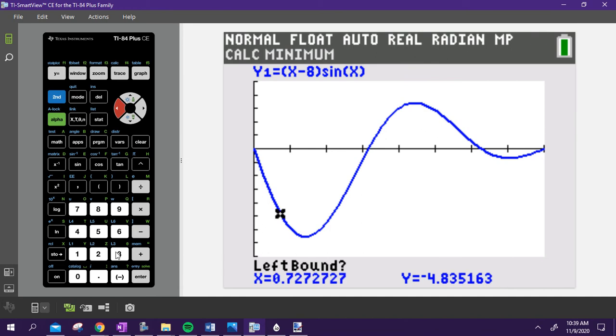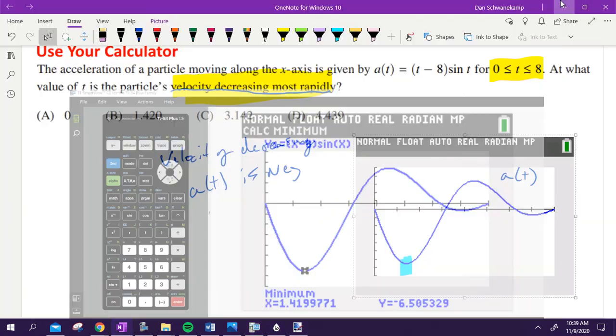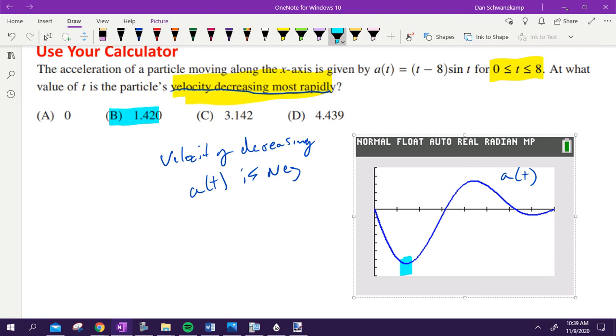So left bound, I move it to the left a little bit, hit enter. I move it to the right a little bit, I hit enter. I hit enter a third time. 1.419 or 1.420 is the answer I'm looking for here. Yes, sir. What are we putting on the paper? Just what we did.